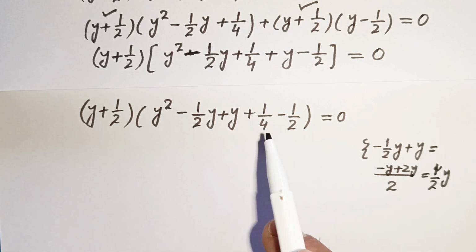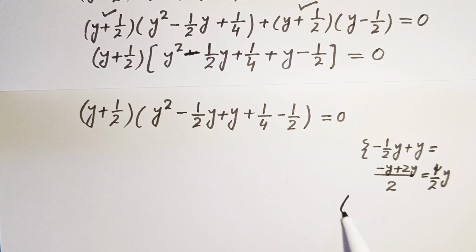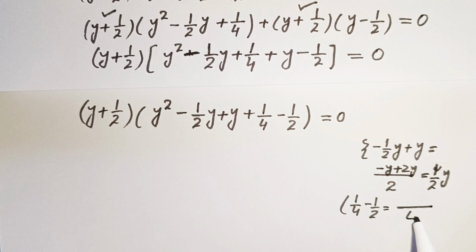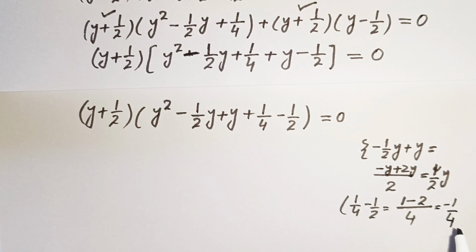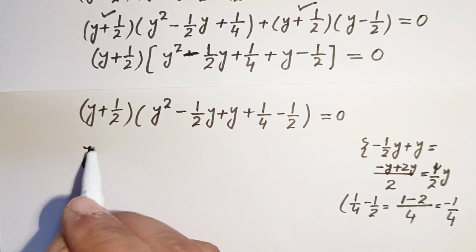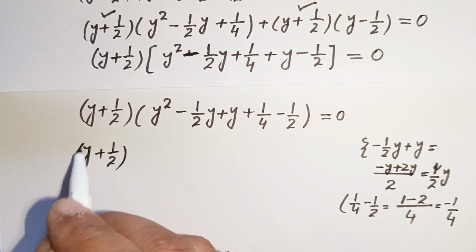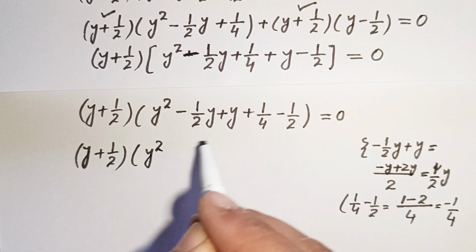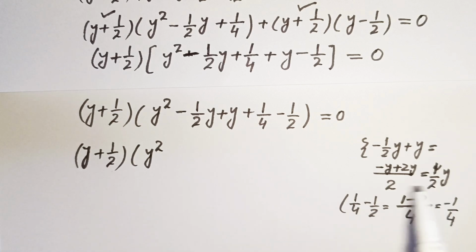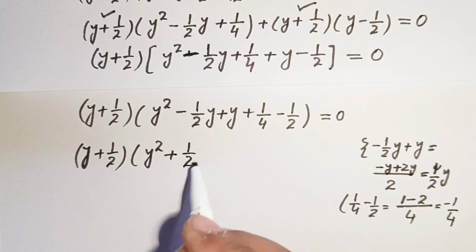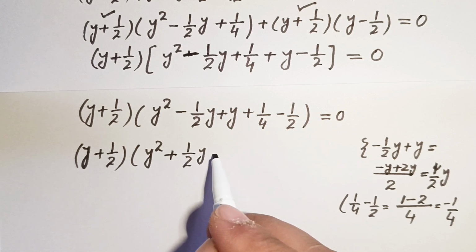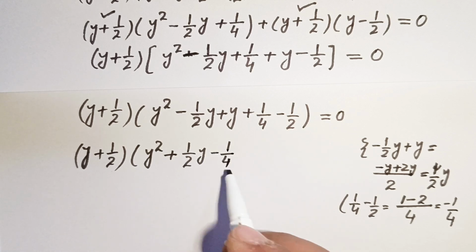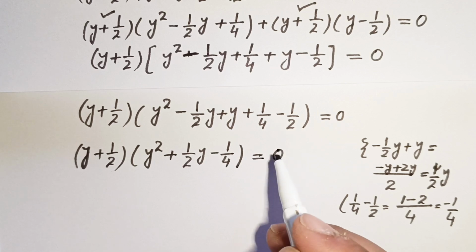And similarly if we solve this one, then we have 1 over 4 minus 1 over 2, which is equal to, 4 is the LCM, so we have 1 minus 2 over 4, which is minus 1 over 4. Here y plus 1 over 2 times y squared plus 1 over 2 y, and here we just write minus 1 over 4, which is equal to 0.